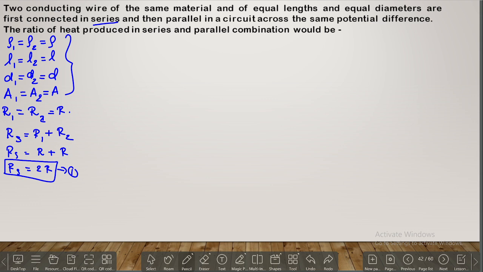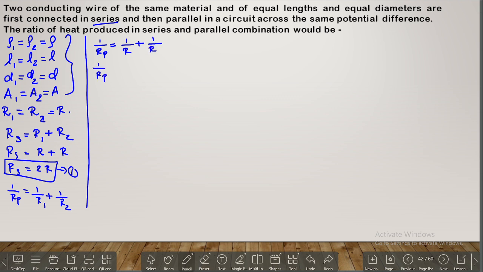And then in parallel, what is the parallel formula? 1 by Rp is equal to 1 by R1 plus 1 by R2. So 1 by Rp is equal to 1 by R, R1 being R, plus R2 also being R. So 1 by Rp is equal to 1 plus 1, which is 2, over R. So Rp is equal to R by 2. Let's take this as equation number 2.